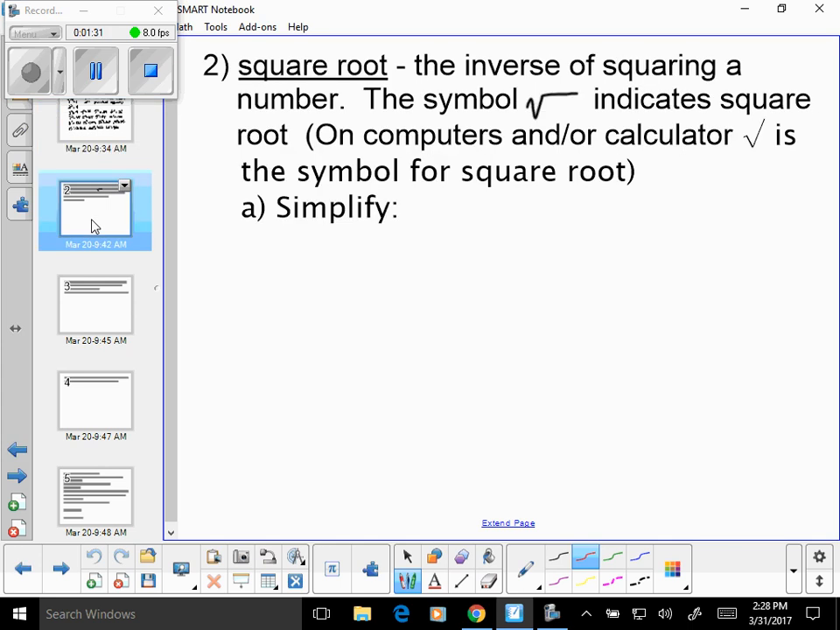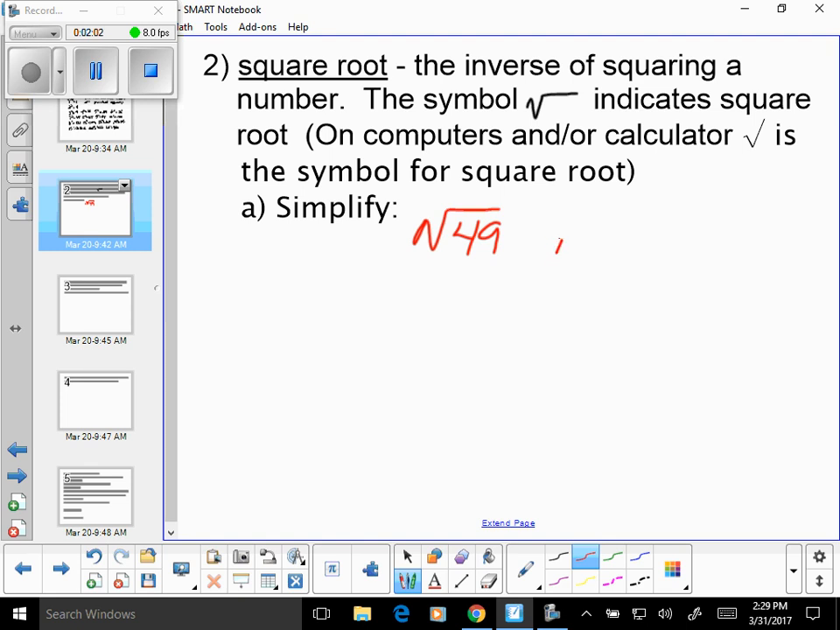Now the square root is the inverse or the opposite of squaring a number. There's a symbol, and I show it to you in the notes here, that indicates square root. Now on a computer or a calculator, it isn't going to look like that, and I've shown you the symbol that is often used on calculators and computers. So we are going to simplify some numbers here. We are going to take the square root of 49.